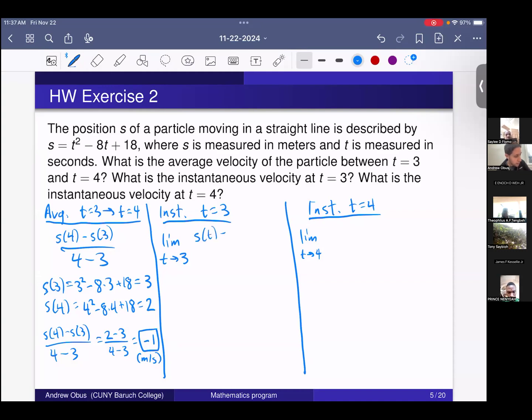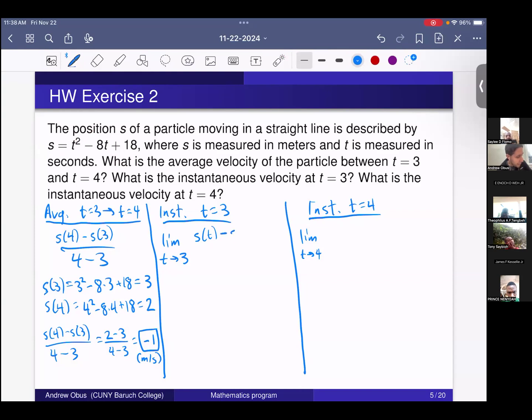Yes, hello? Yeah, this problem needed to be looked at, because this is a function of time, so it's going to be S of t. S of t is equal to t squared. It's going to be what? I think it should have been S of t equal t squared minus 8t plus 18. Yes, that's right. Yeah, so I'll fill that in on the next line.